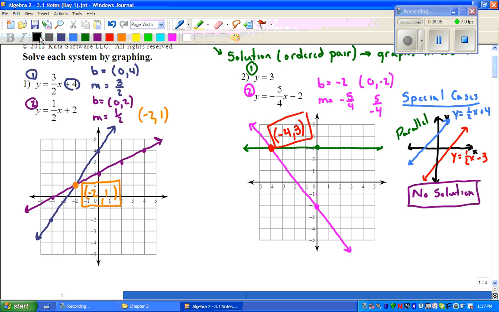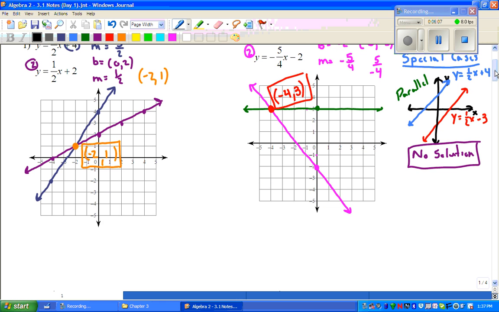Then there's a special case that looks like this. Let me move down a little bit. I'm going to draw my y-axis and my x-axis. Let's say we have the equation of a line, y equals 2x minus 1. And then we have the exact same line drawn on top of it, and the equation of that one is y equals 2x plus 1.